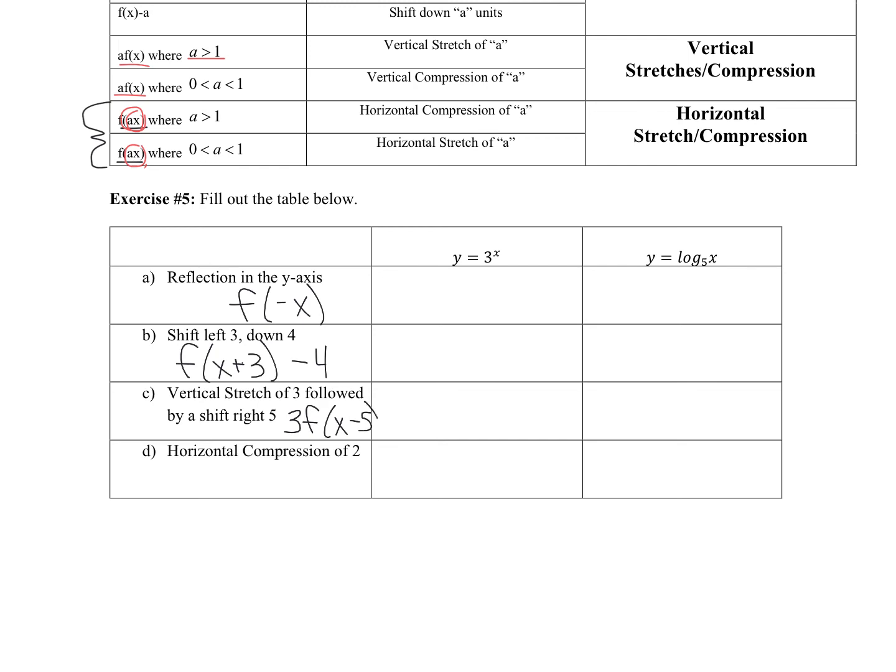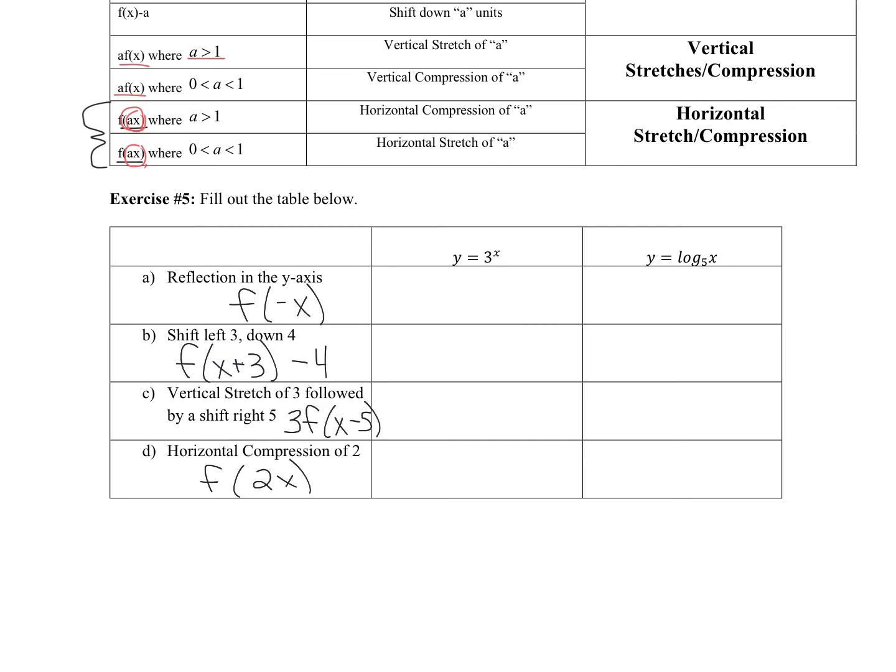A horizontal compression of 2 just means wherever the x is, I put a 2. So we don't do anything different like make the 2 a 1/2. We just recognize that if I'm multiplying the x by 2, it's actually going to compress it or press it in by a factor of 2, not stretch it out.